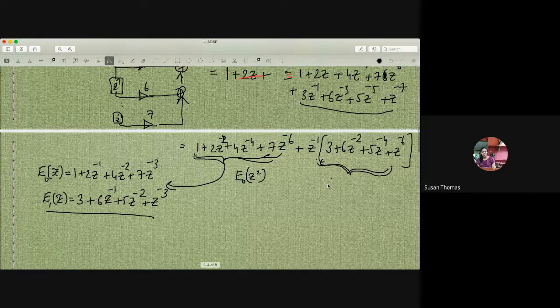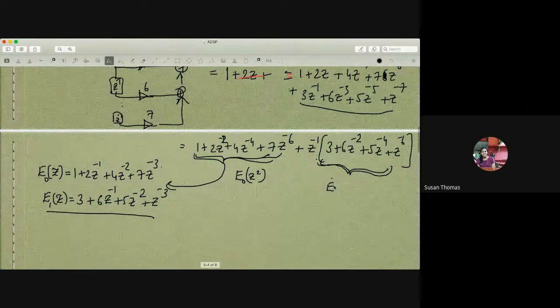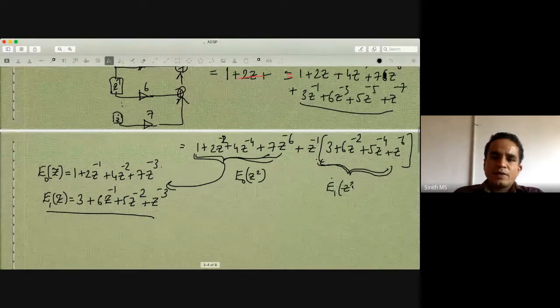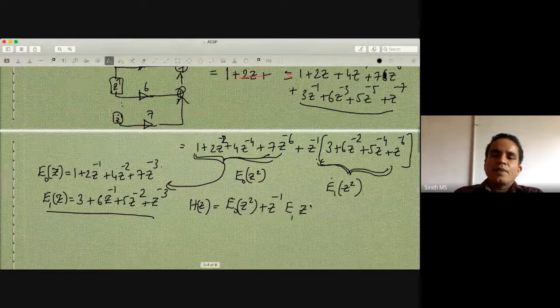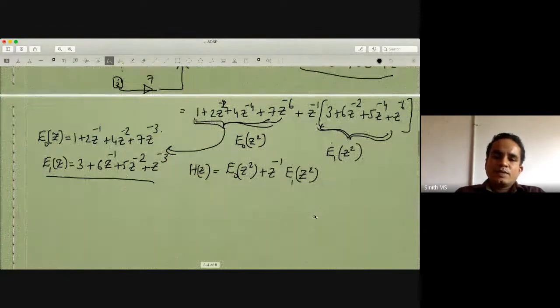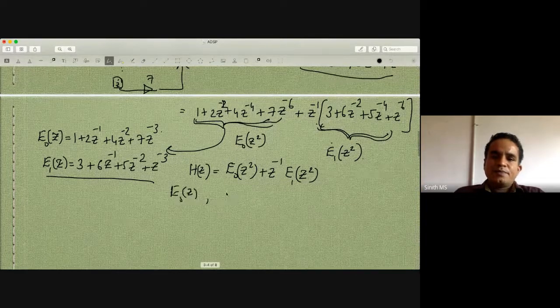E1 z square. Correct. It is E1 z square. So basically, whatever you are having as H(z) is E0 z square plus z inverse into E1 z square. Okay. So this E0 z, E1 z, etc. are the polyphase decomposition. Polyphase decomposition need not be necessarily like this.